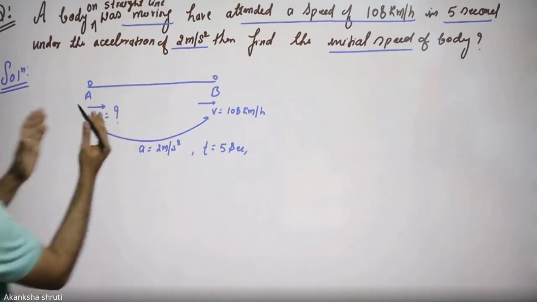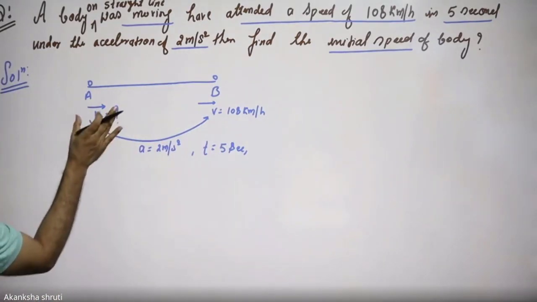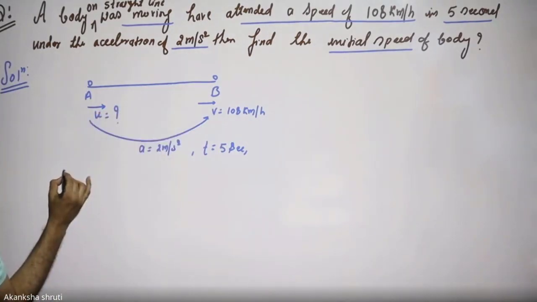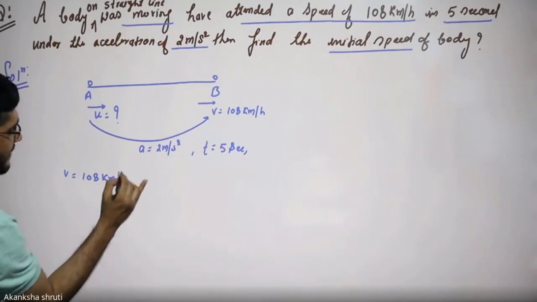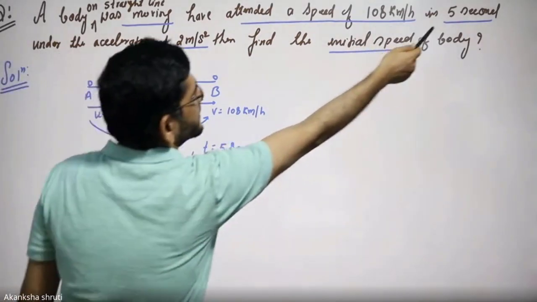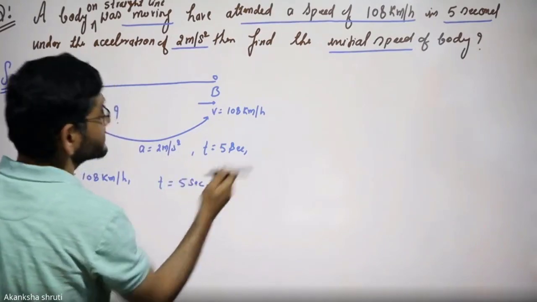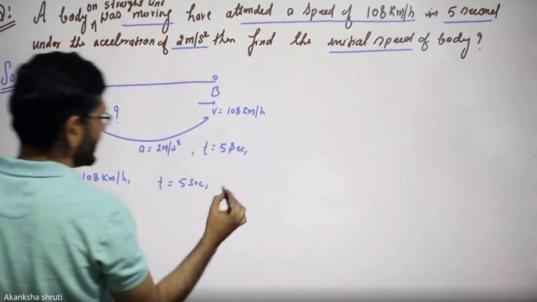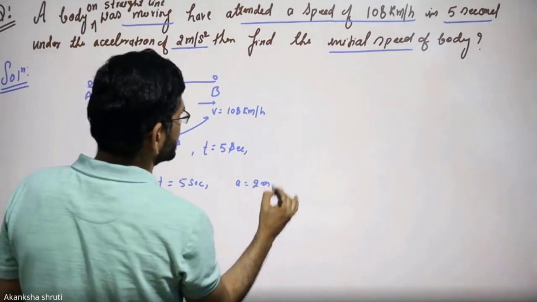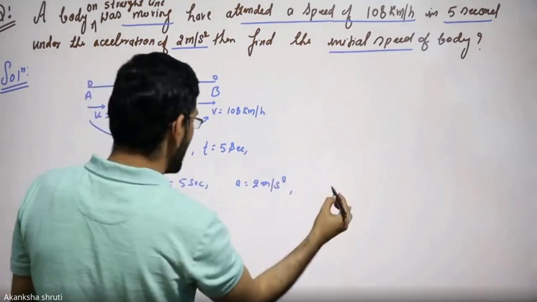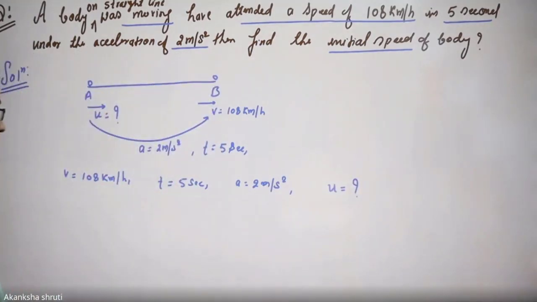As a student, you may write these quantities separately or in horizontal fashion. The given quantity is the speed, 108 km per hour, that we first wrote. Another given was the time, which is 5 seconds. The next one is acceleration; by observing the unit, we can understand it is 2 meters per second square. Then we have to calculate the initial speed with which the body was moving.